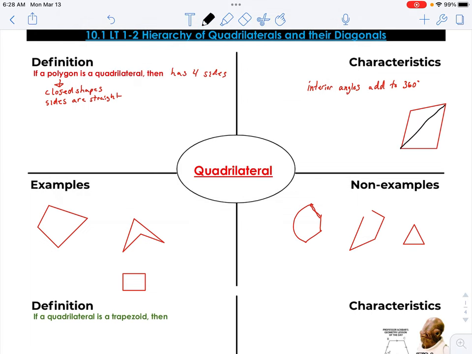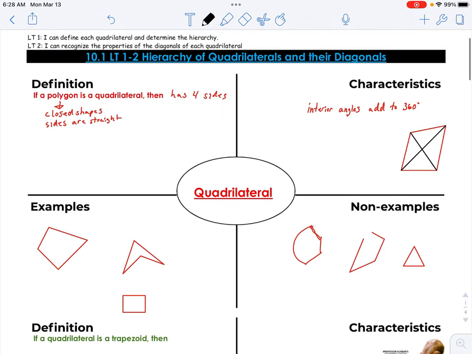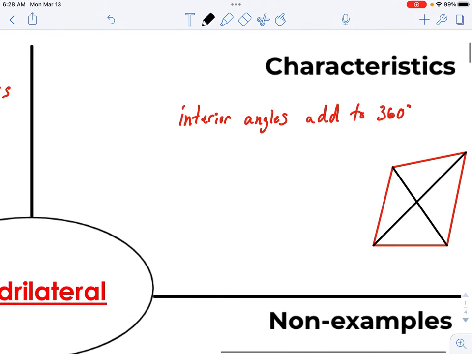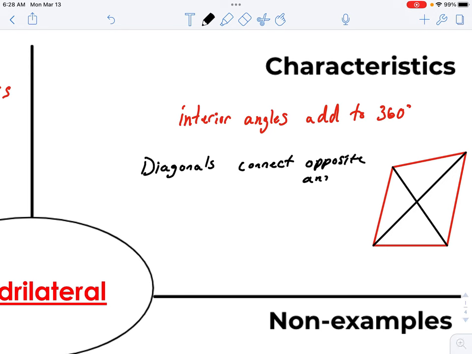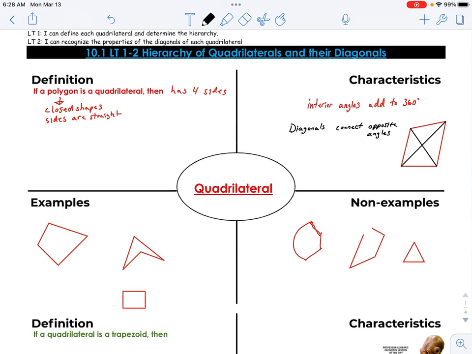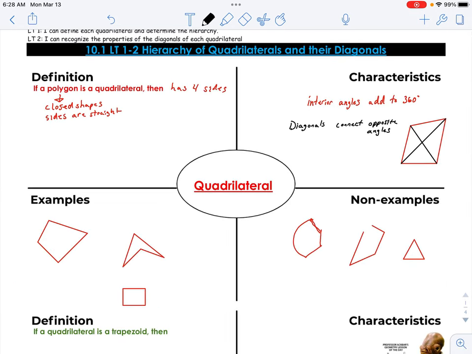diagonals. All right, this is something we're going to talk about with quadrilaterals, and they can actually be pretty important. Diagonals connect opposite angles. All right, and there we have a quadrilateral.